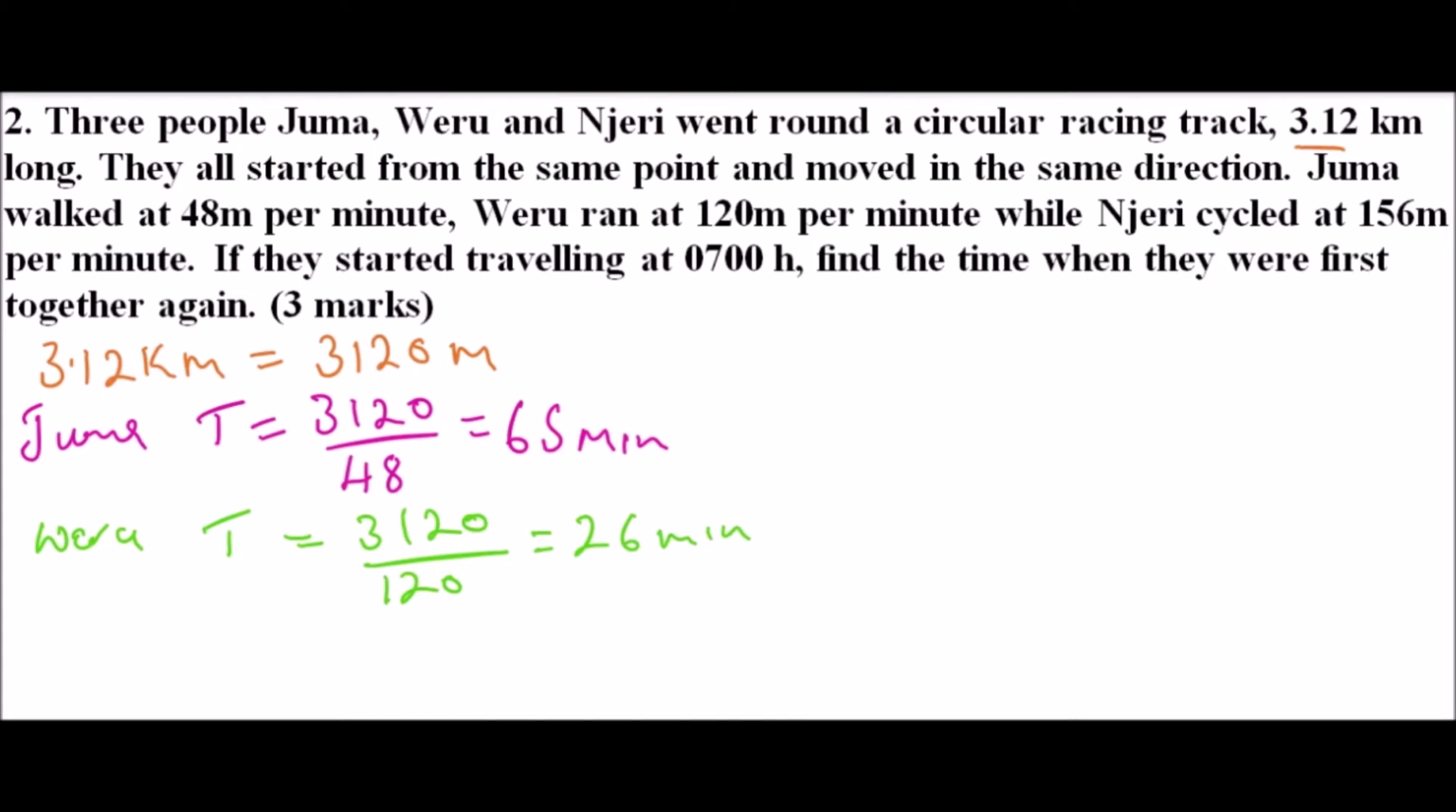Finally, we look at Jerry. The time taken by Jerry is 3,120, you divide by his speed, which was 156, and when you use a calculator, you should be able to get 20 minutes. From there, now we need to find the LCM of these 3 numbers, so that we can find the LCM.